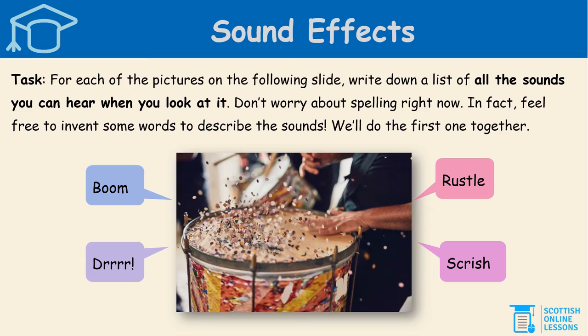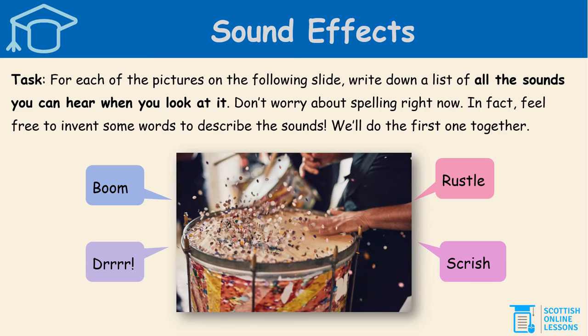The first poetic technique we're going to look at is the use of sound effects in poetry. You may or may not know, but poetry is really meant to be read aloud and heard by an audience rather than just read from a page. So your task is to look at the pictures in the following slide and write down a list of all the sounds that you can hear when you look at it. You don't need to worry about spelling. In fact, if you'd like to, you can even invent some words to describe the sounds.